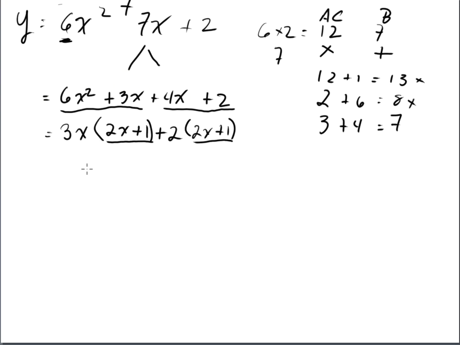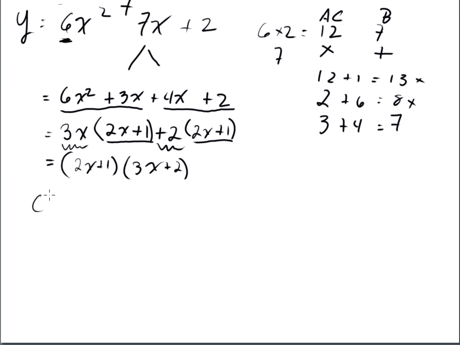So we're going to continue with the factoring. I'm going to common factor the 2x plus 1 out of both terms. So we're going to have 2x plus 1, and I'm left with 3x plus 2. What we've done is factored 6x squared plus 7x plus 2, and we've ended up with 2x plus 1 times 3x plus 2.